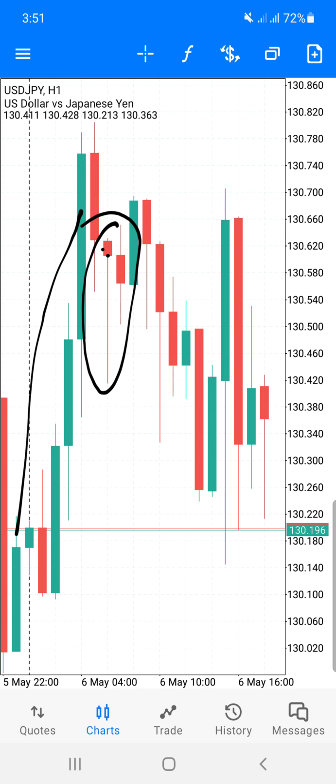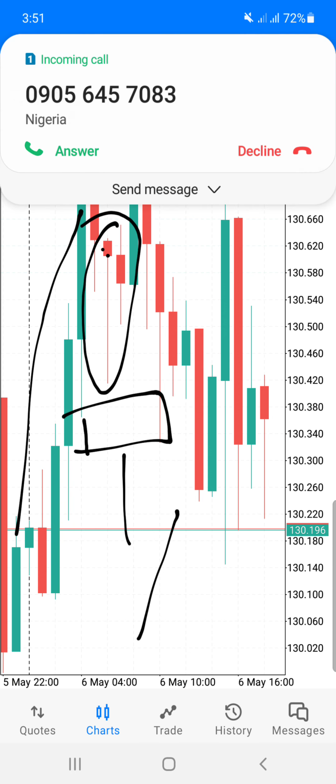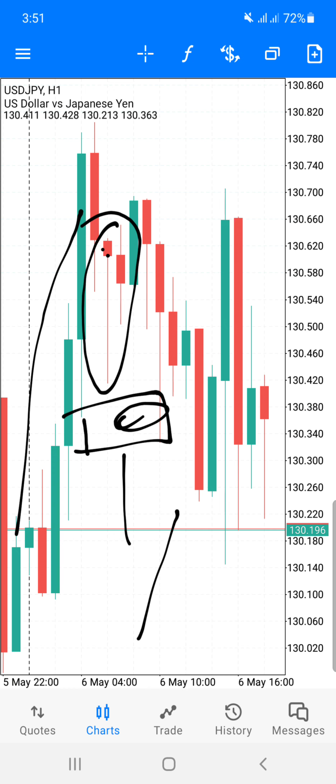The thing is, the color of the candle doesn't really matter. You understand? The color doesn't really matter. All that matters is the location where you see it. If it is in an uptrend, it is a hanging man pattern. If it's in a downtrend, it is a hammer pattern, right?